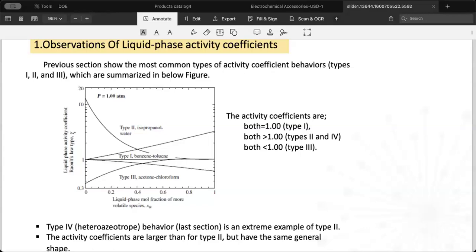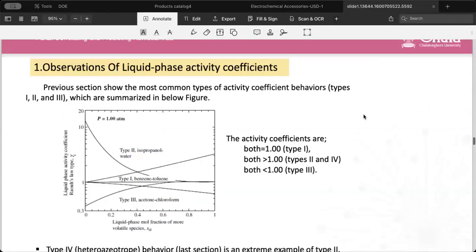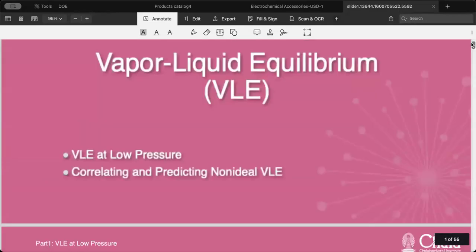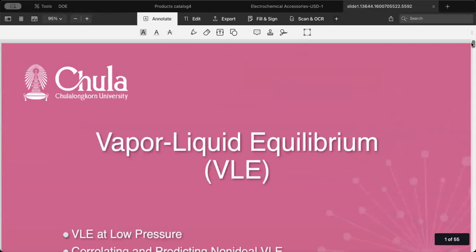Okay, so well, let us get back to our class. Last week we discussed about VLE, right?